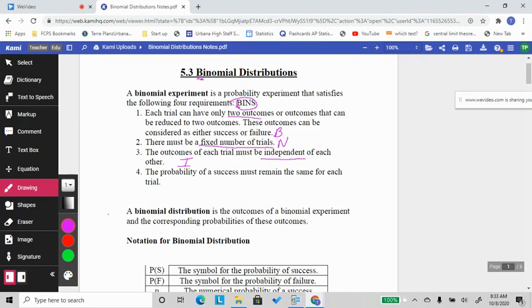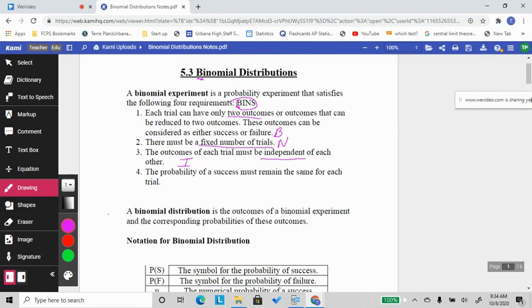Anyway, the independent part of it means that if you want to do cards and you do ace and no ace, you're going to have to replace and shuffle so that each trial stays independent. If you do it where you're not replacing, then it's no longer independent.